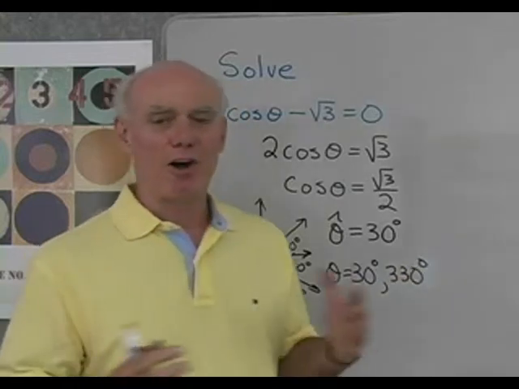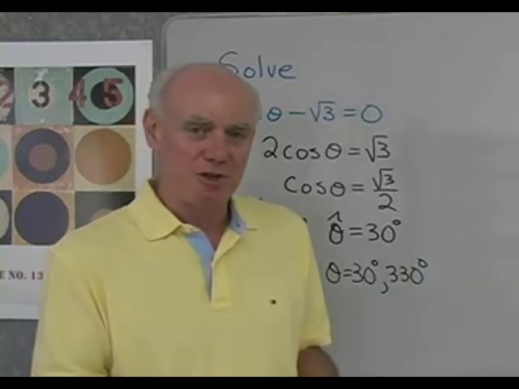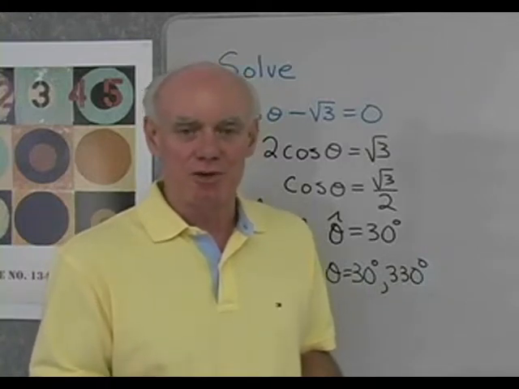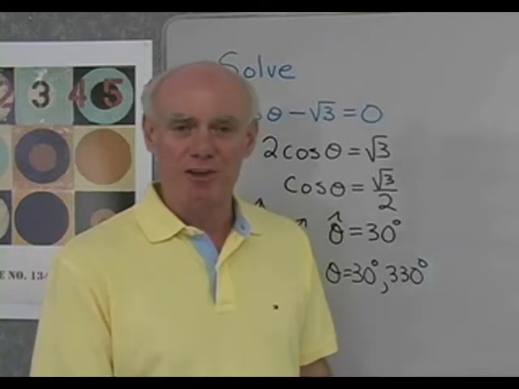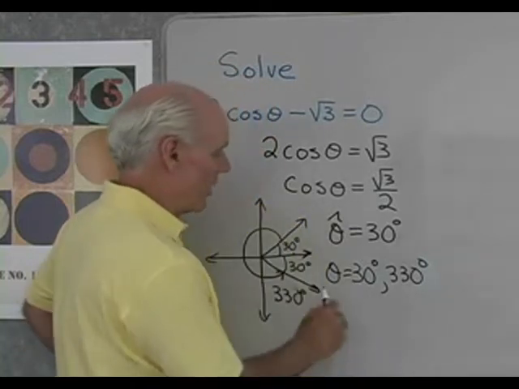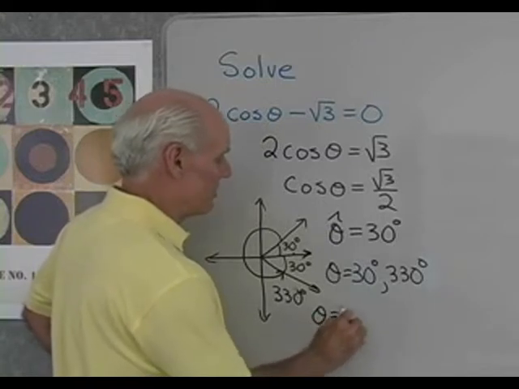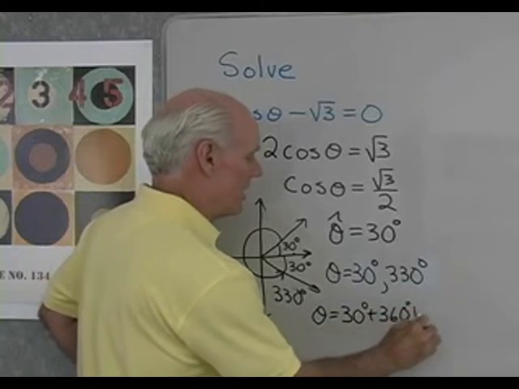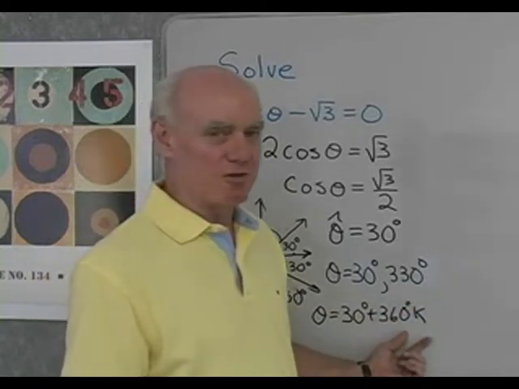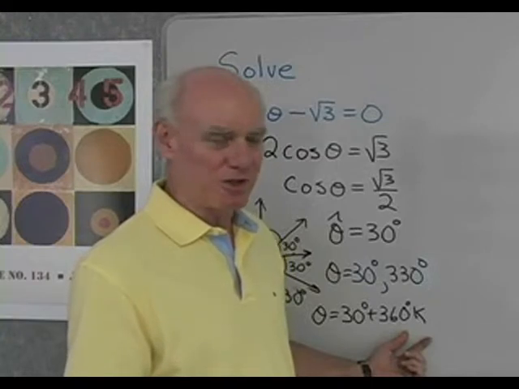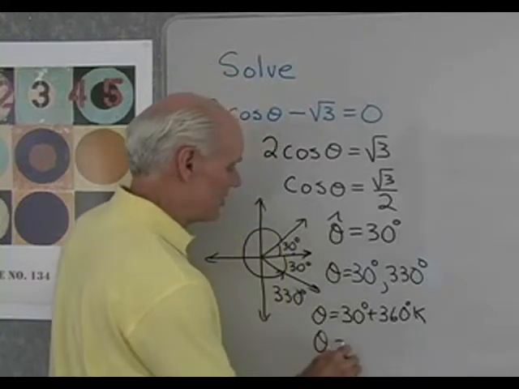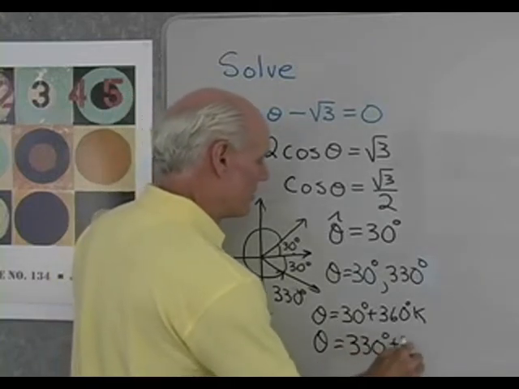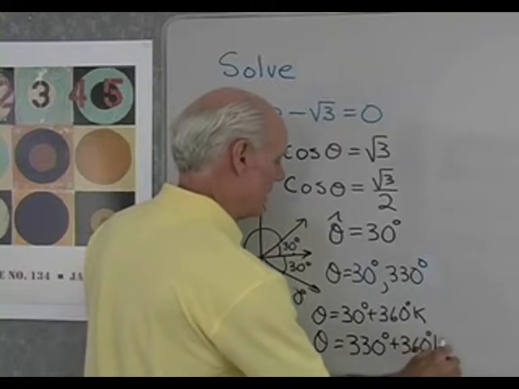Now, suppose I want to write all solutions. Well, I only have two between 0 and 360, and then I can add on any multiples of 360 to those, and I'll end up with an angle coterminal to them. We'll have the same cosine. So when I want all solutions, I write down theta is equal to 30 degrees plus 360 degrees times k, where k is just an integer, 0, plus or minus 1, plus or minus 2, and so on and so forth. And then the second solution is theta is equal to 330 degrees plus 360 degrees times k.